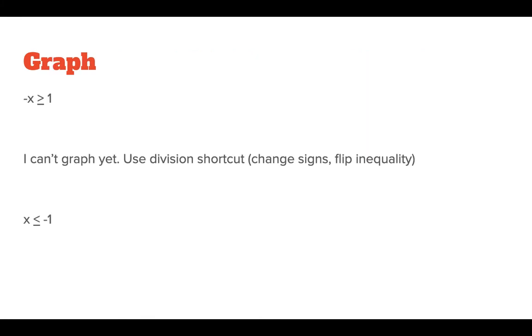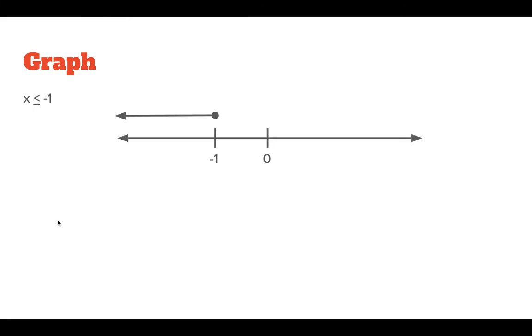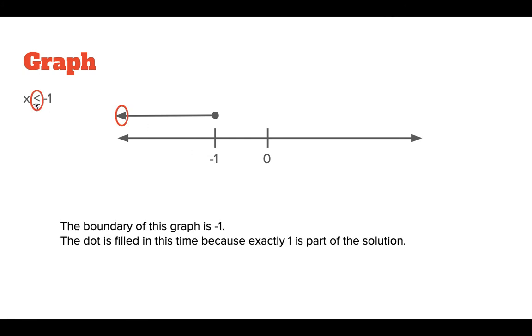So if we look at that graph, it's not ready to graph because I have a negative in front. But when I do change, flip, change, as shown here, now x is by itself on the left, so I'm able to make a graph of this inequality, and that's what it ends up looking like. The arrow is going to the left, because I look at my arrow, it's pointing left. But this time the dot's filled because -1 is part of the solution. -1 is equal to -1.